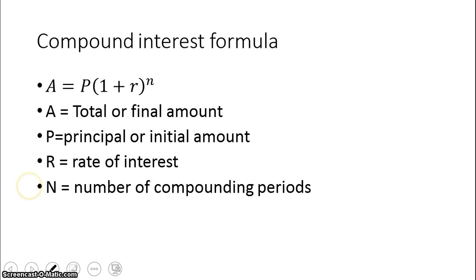Key things that we're looking at: A is your total or final amount, P is your principal or initial amount, R is your rate of interest, usually as a percentage, and n is your number of compounding periods, usually years.